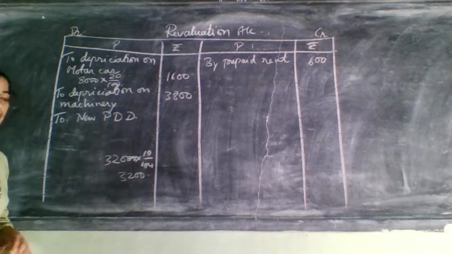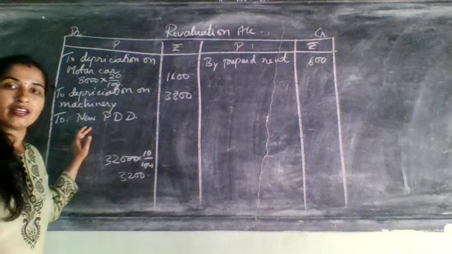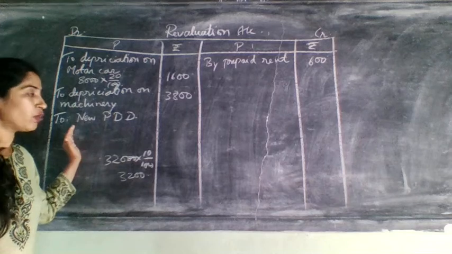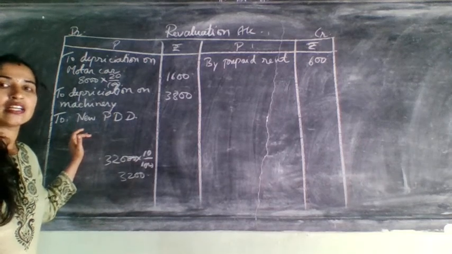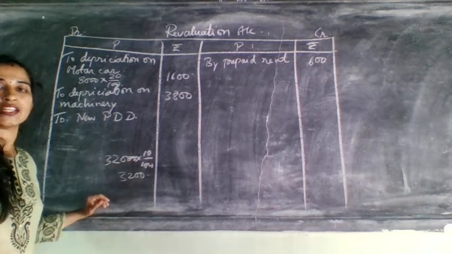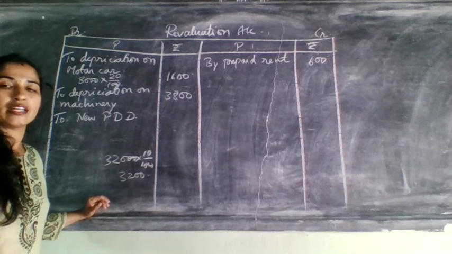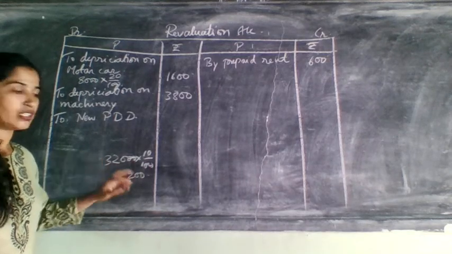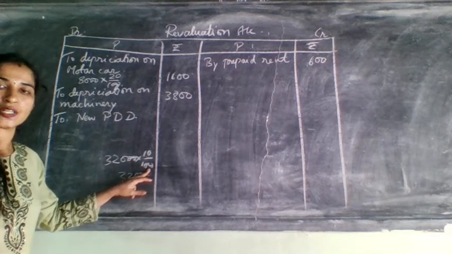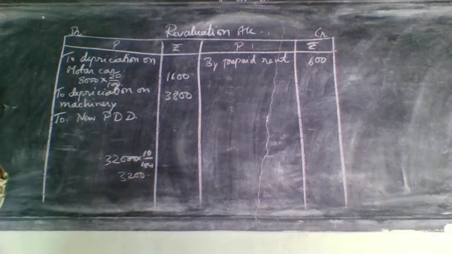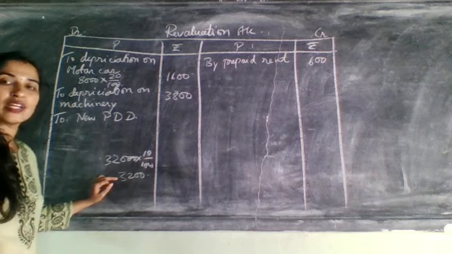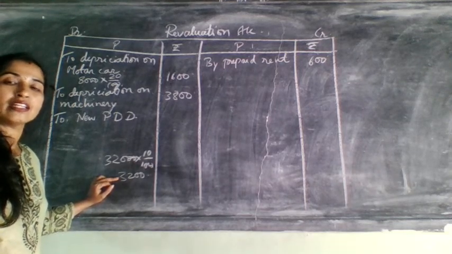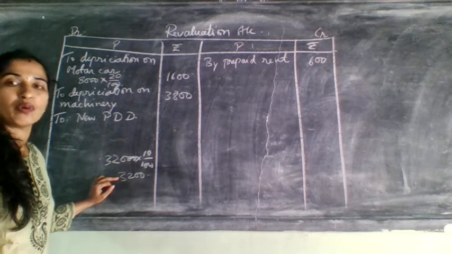Once again I will explain. PDD they told you to maintain at 10%, correct? When they told you to maintain at 10%, just check in the old balance sheet what the debtors amount is. Debtors amount was 32,000, correct? For this 32,000 they told you to charge how much percent? 10%. So when you charge 10%, it will come 3,200. But in the old balance sheet they have given you 1,000.